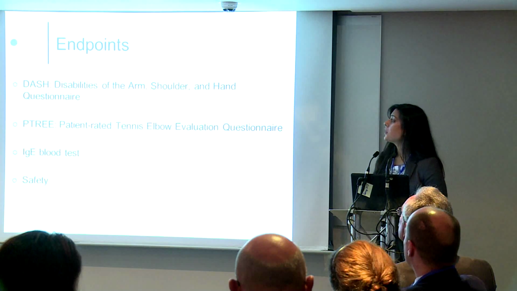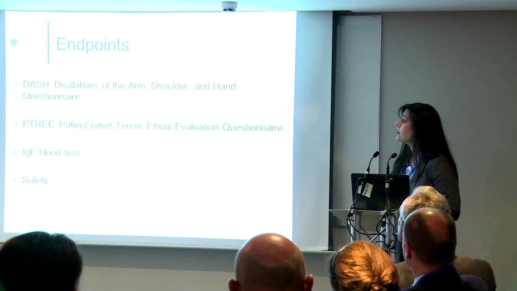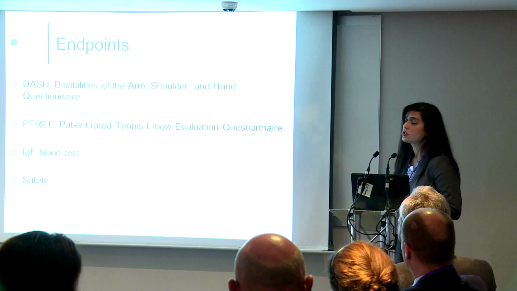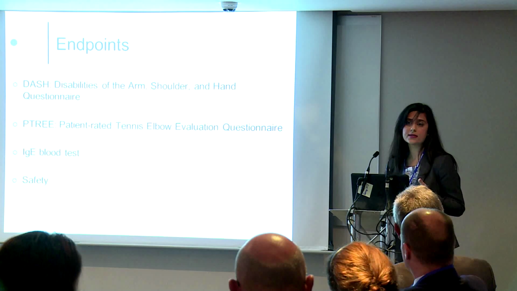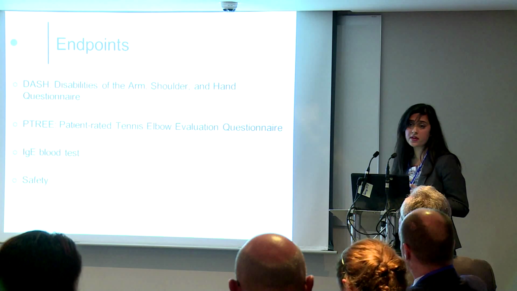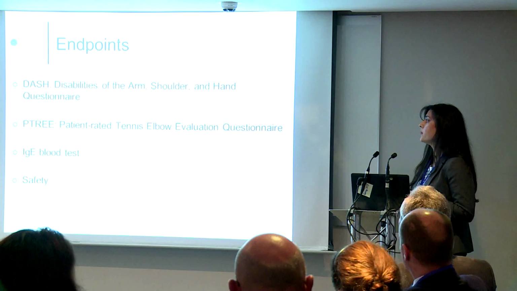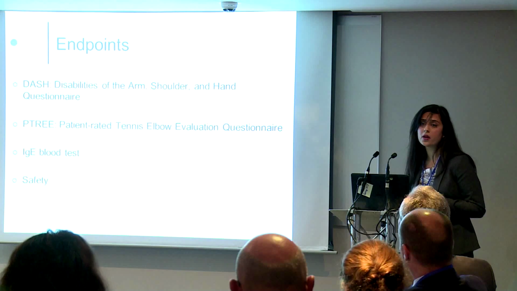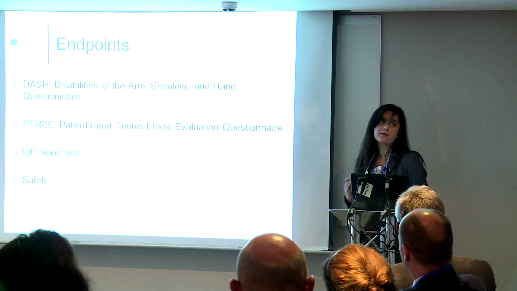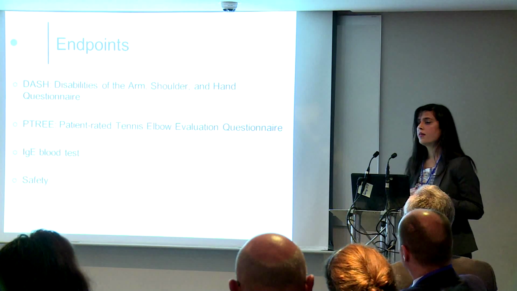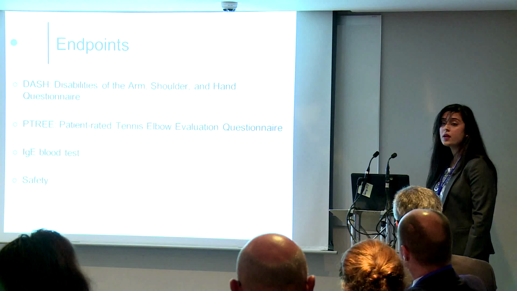So the endpoints of the study, really, we had 2 primary endpoints. The first was a questionnaire, the Disabilities of Arm, Shoulder, and Hand questionnaire, which is a 15-point questionnaire which allows you to assess pain and function of the elbow. And the second was the patient-rated tennis elbow evaluation questionnaire, which is a 38-point questionnaire, again looking at function and pain, and you rate your pain between 1 to 10. So the higher your pain, the higher the value. So these were our primary endpoints.